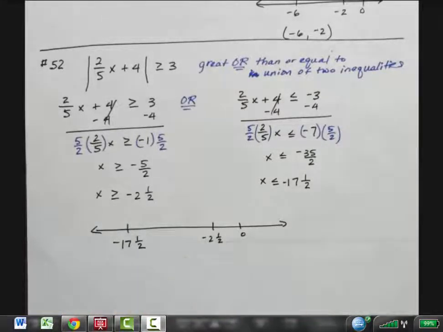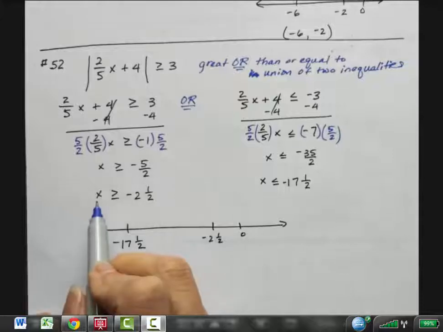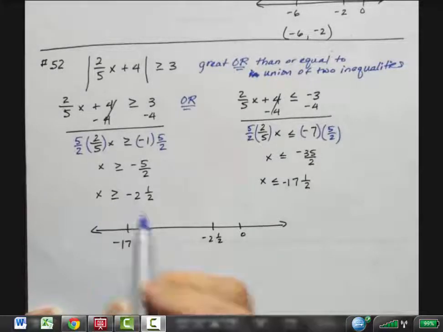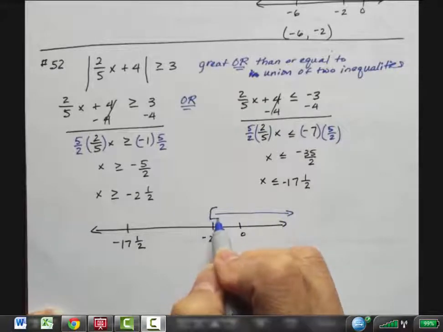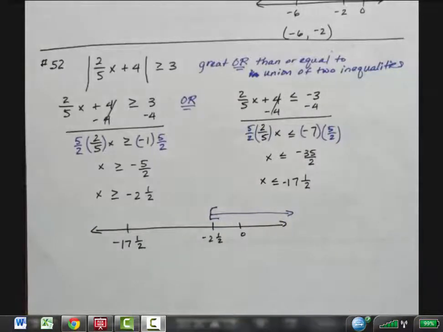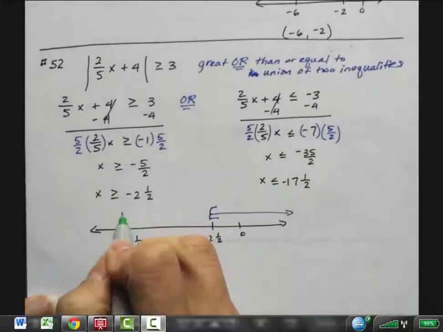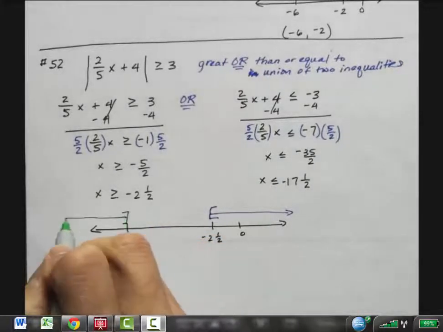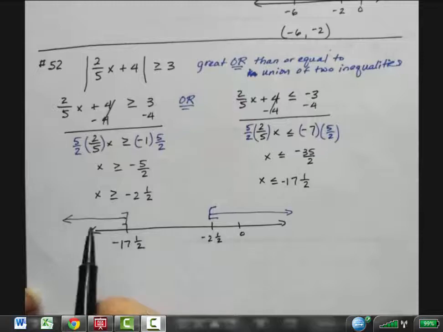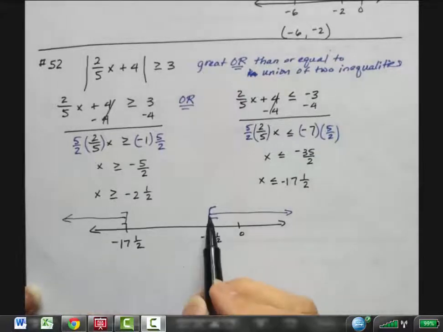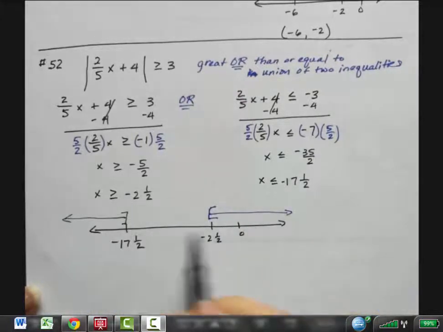And graphing each one of my inequalities, so x has to be greater than or equal to, so I'm going to be going to the right, and since it can be equal to that, it's going to be a square bracket. And then x is less than or equal to negative 17/2, that's going to be going off to the left. The union of these two inequalities is either this interval or this interval. So this is the solution set that I've graphed.